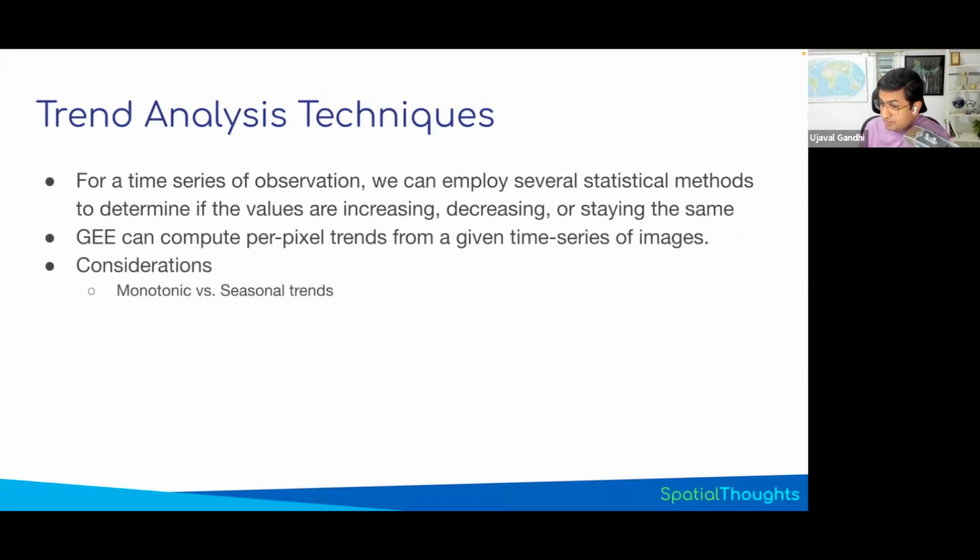So do you have a monotonic trend? That means it's increasing year to year, or it goes through a yearly cycle. An example of a monotonic trend would be precipitation. It's either increasing or decreasing. It doesn't really have a yearly cycle. If you consider vegetation, for example, a crop will have a yearly cycle and also a trend over time.